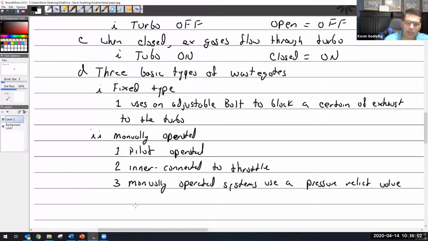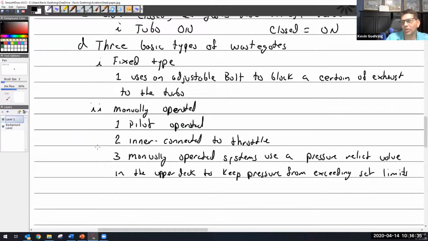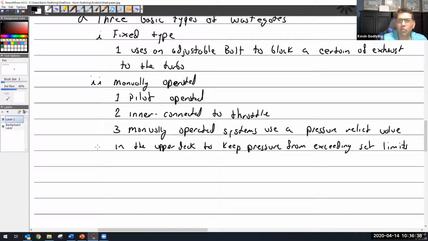Pressure relief valve in the upper deck, to keep pressure from exceeding set limits. All right, so that's our manually operated. Quite simple. The controls are really basic, and you have one safety device in there, and that's your pressure relief valve, just to keep the whole thing from going too high.